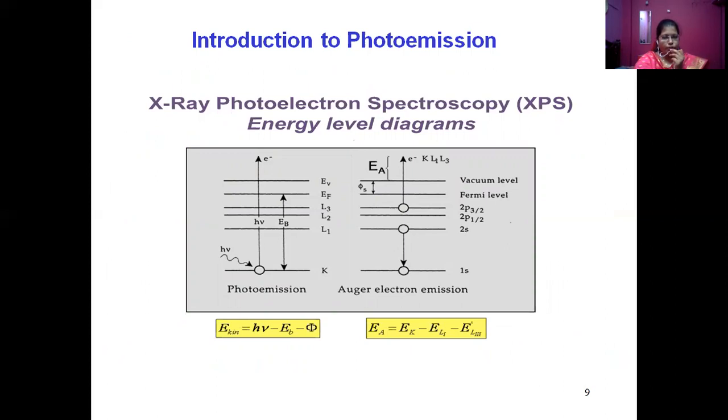So, X-ray photoelectron spectroscopy. This is the energy level diagram. With this spectroscopy, we can also study the Auger electron emission. So, what is the difference between photoelectron emission and Auger electron emission? In the first case, in photoemission, when light shines on the metal surface, it ejects the electron directly from the core level. But in the case of Auger electron emission, when light shines, it ejects the core level electron, but an electron from the valence shell falls down into the core level and ejects an electron from the valence shell.